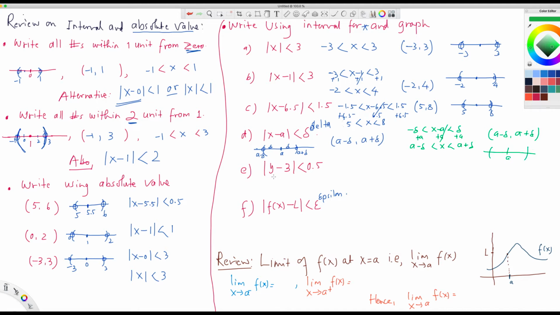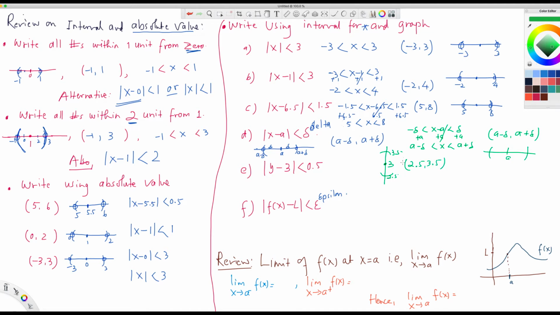Similarly, how would you do that for y? These are for x. x is the horizontal axis, right? For y, how do you write that? What it says is there is 3. You are looking within 0.5 distance from 3. This is 3 minus 0.5, this is 3, 3 plus 0.5. So this will be 3.5, this will be 2.5, right? 0.5 unit below and 0.5 unit above. So if you want to write in interval notation, it will be 2.5 through 3.5, right?